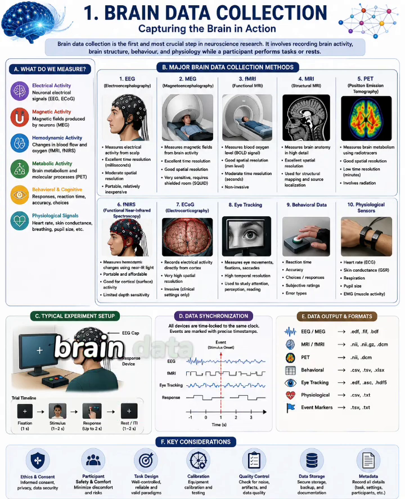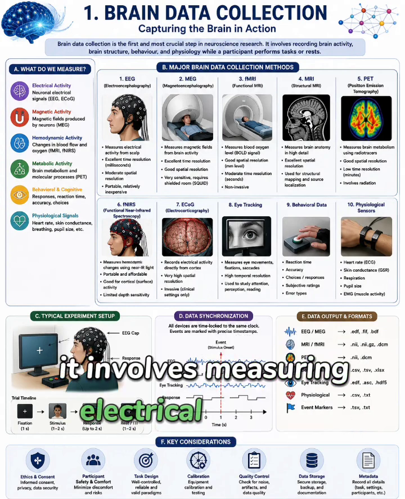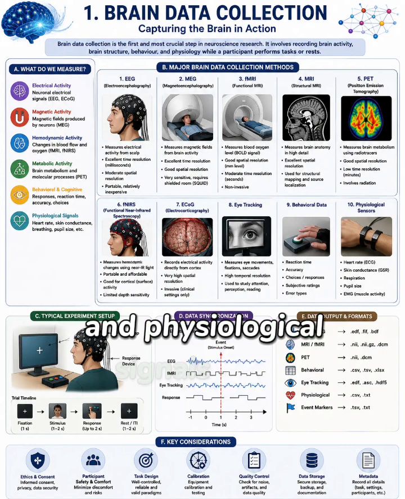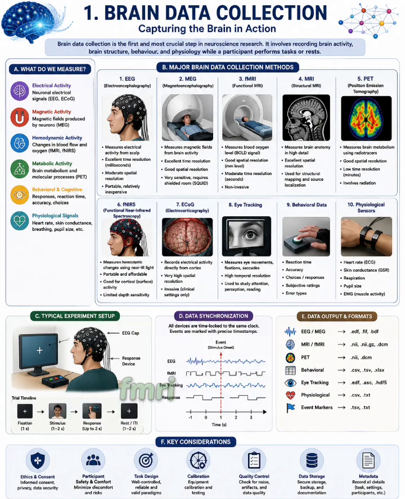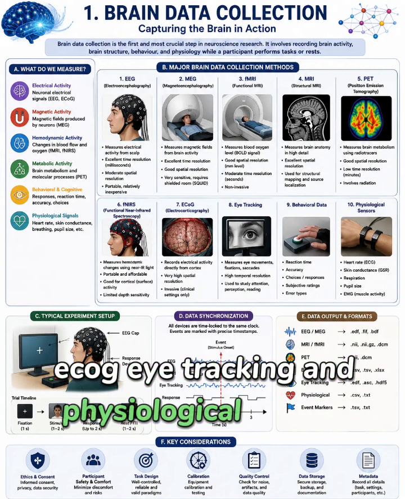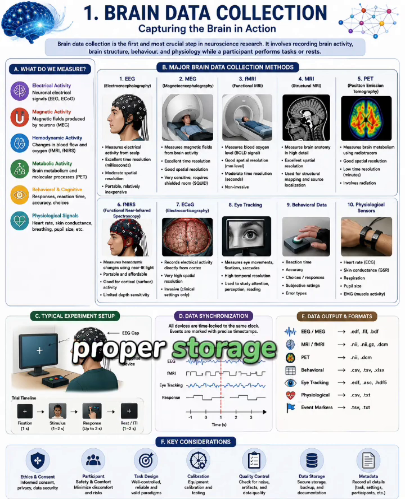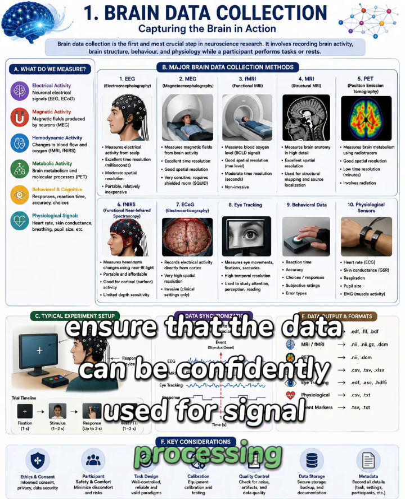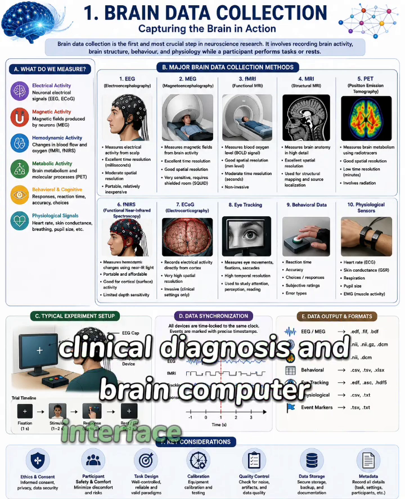Summary. Brain data collection is the foundation of neuroscience research. It involves measuring electrical, magnetic, hemodynamic, metabolic, behavioral, and physiological signals using specialized techniques such as EEG, MEG, MRI, fMRI, PET, fNIRS, ECoG, eye tracking, and physiological sensors. Accurate data collection, precise synchronization, proper storage, and rigorous quality control ensure that the data can be confidently used for signal processing, brain mapping, machine learning, clinical diagnosis, and brain-computer interface applications.